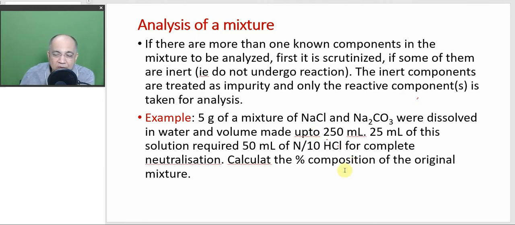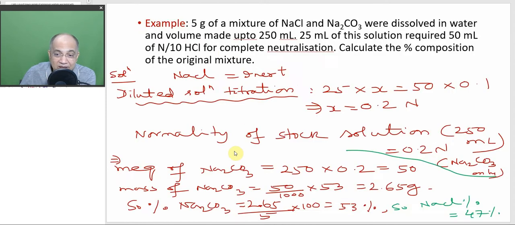NaCl does not react with HCl. So this is as good as an impurity, inert. So whatever MEQ that we get, it is the MEQ of the active component, that is sodium carbonate. So then you convert to its mass, then find its percentage. The rest of, out of 100, the rest will be the percentage of sodium chloride. Or out of 5, the rest will be the mass of sodium chloride. Now see the calculation.